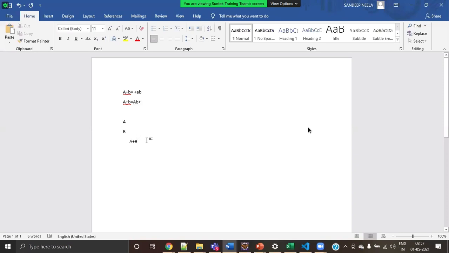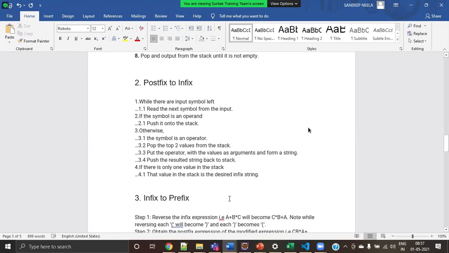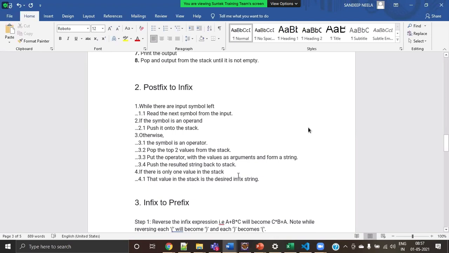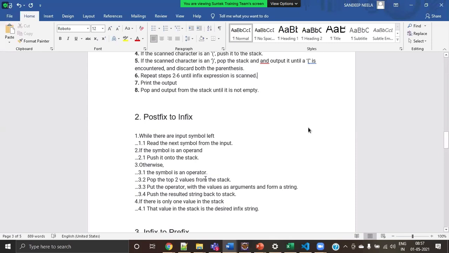After that, this process repeats until we encounter the last operator or operand. If there is only one value, then we directly pass it in between the last values. This is postfix to infix. How many of you understood this one? It is the reverse way of infix to postfix. Previously we pushed the operators, but this time we are pushing the operands.